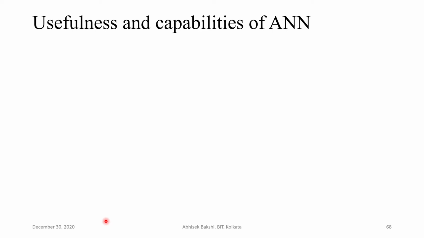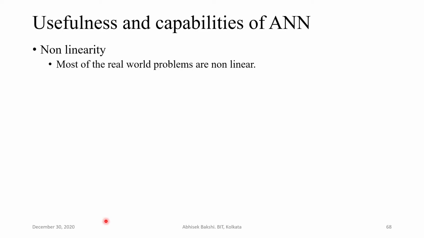The usefulness and capabilities of this artificial neural network. The first is non-linearity. The non-linearity in the sense that most real world problems are non-linear. That maybe considering putting a curve through a lot of data points, or maybe recognizing a person, or maybe anything, it's not so linear.